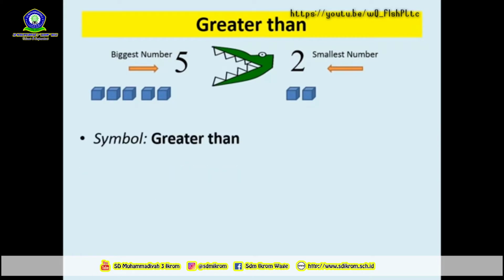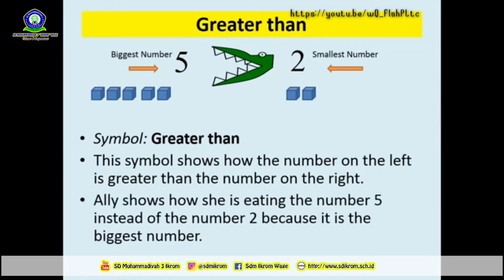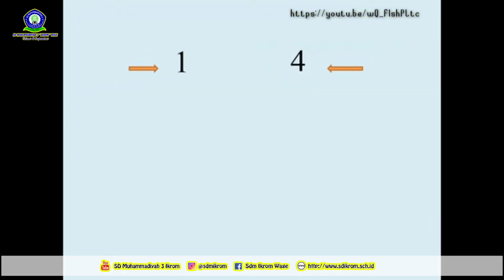We're using the symbol greater than, and this symbol shows how the number on the left is greater than the number on the right. Allie shows how she's eating the number 5 instead of the number 2 because it is the biggest number. Let's try another example.